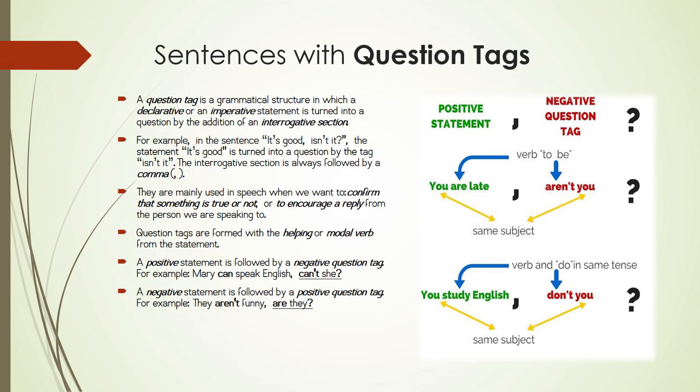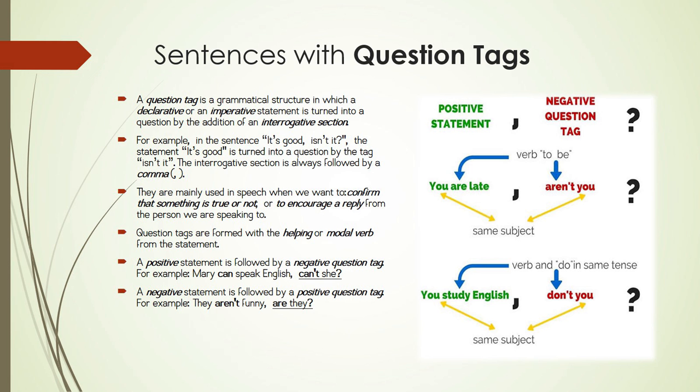As discussed earlier, a question tag is a mini question after a declarative or imperative sentence. A positive statement has a negative question tag. For example, you can understand this, can't you? Where you can understand this is a positive statement and can't you is a negative question tag.